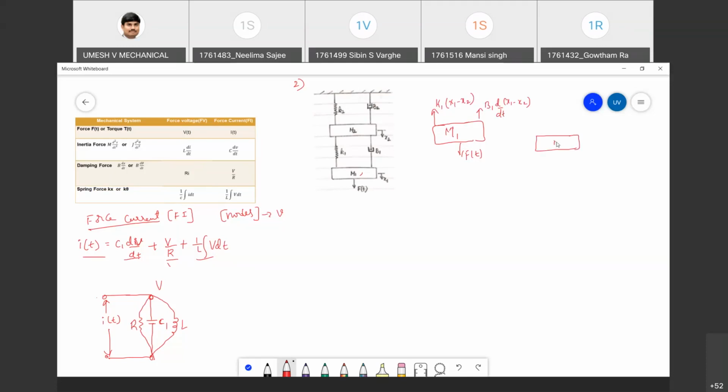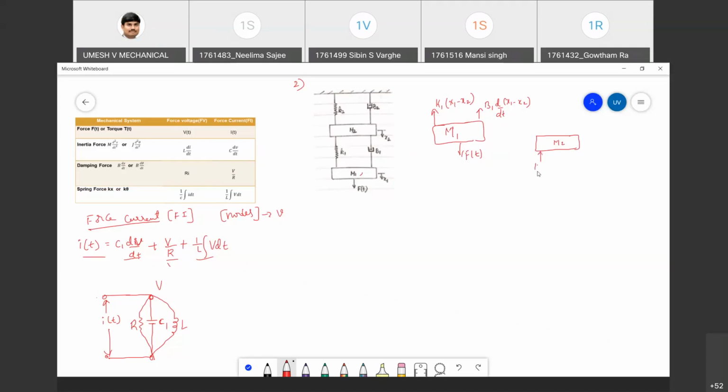For M2, what elements are connected? Look at the diagram. K1, B1, K2, B2. Is it right? Downward force is acting, and all other forces will be in the opposite direction. Can you tell me the differential equation for K1?